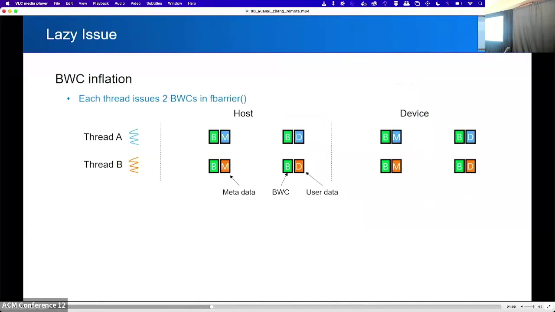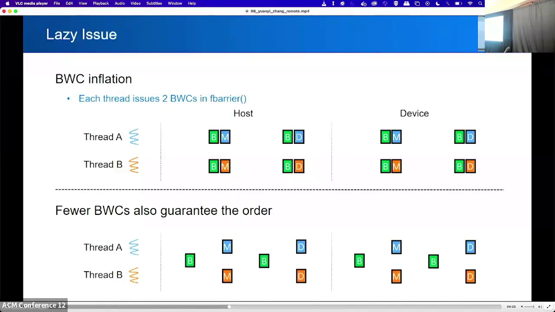Assuming thread A and B write some data and call fbarrier at the same time, in the common file systems, the user data must be persisted ahead of metadata. So BWC is interleaved between them. The second BWC guarantees the metadata are persisted ahead of the future user data. So each thread issues two BWC. But actually, a single BWC can guarantee all the user data are persisted ahead of all the metadata. So how to design an algorithm that guarantees the storage order with the minimum number of BWCs in any condition?